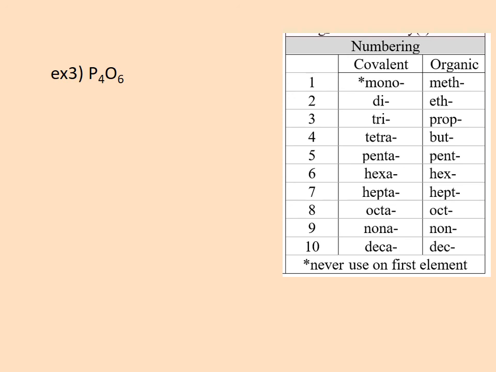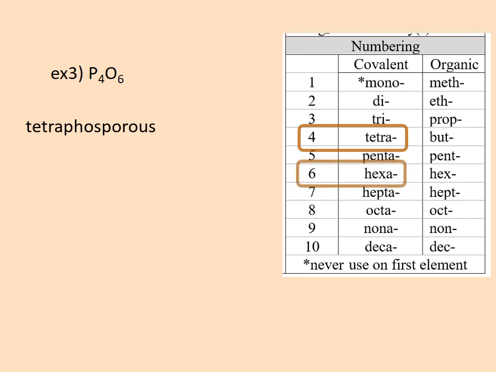Example 3, P4O6. I have 4 P's and the covalent prefix for 4 is tetra. So 4 phosphorus is called tetraphosphorus. Then I have 6 oxygen. The covalent prefix for 6 is hexa. So 6 oxygen is hexaoxide. So P4O6 is tetraphosphorus hexaoxide.